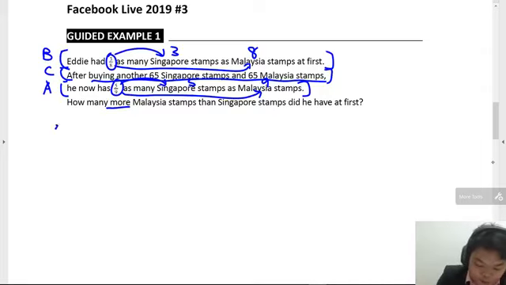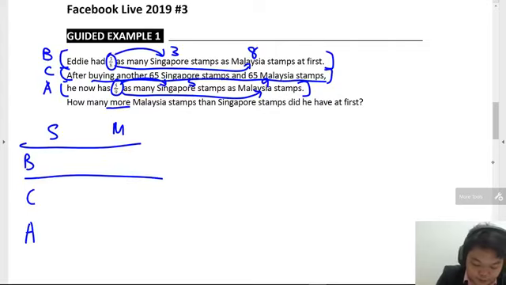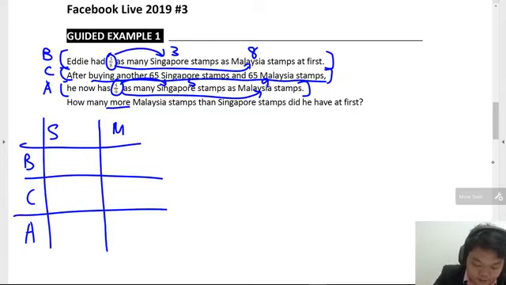Okay, so you got Singapore stamps and Malaysia stamps. Let's list out what we have before, change, and after. Okay, so for Singapore stamps, this is 3. Malaysia stamps, this is 8. On both sides, you added in another 65 stamps. Singapore stamps would now be 5. Malaysia stamps will now be 9.